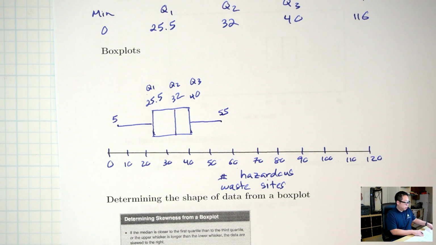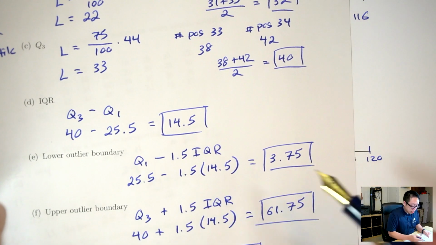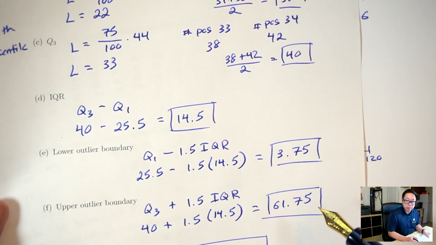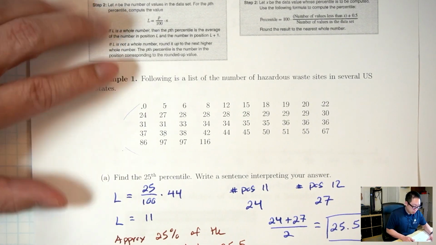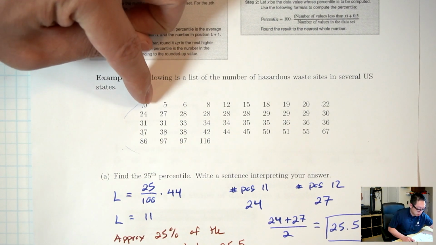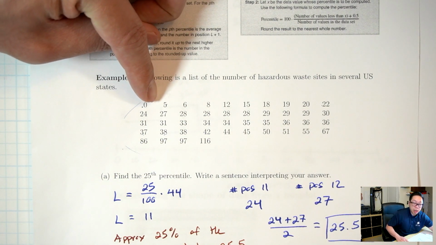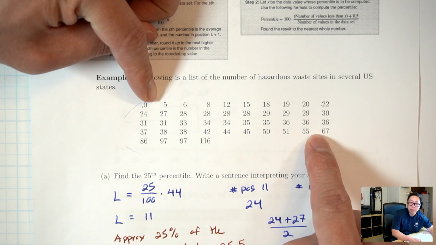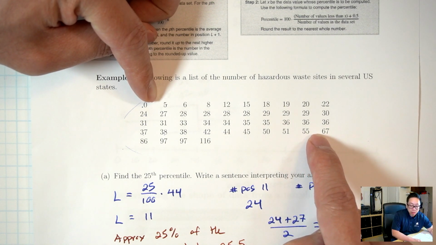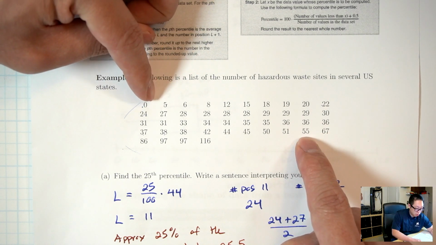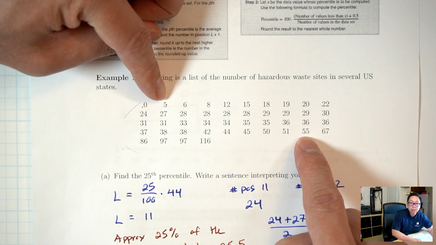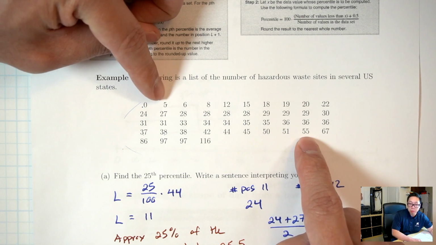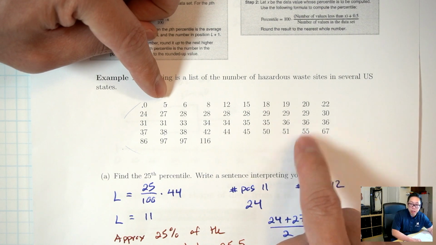Okay, so once again, use your lower outlier boundary and your upper outlier boundary. My lower outlier boundary was 3.75, which is between the 0 and the 5. My upper outlier boundary was 61.75, which is between the 55 and 67. And then you're going to go in. So the upper, you're going to go down. The lower, you're going to go up. And then to the next data value. And then those two numbers are where you draw your whiskers to. Okay, so 5 on the low side and then 55 on the high side.